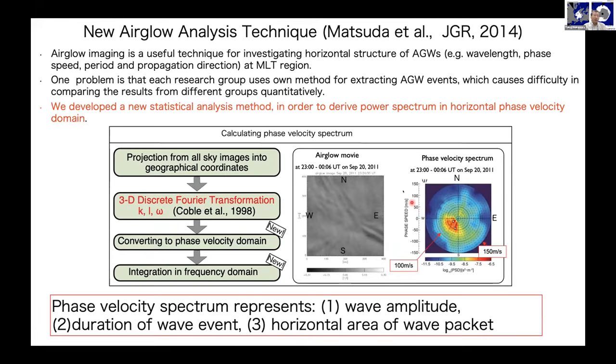Okay. However, one problem is that each research group uses their own method for extracting gravity wave events. So it was difficult to compare the results from different groups quantitatively. Another problem is that the event analysis was highly manpower oriented, and it is very time consuming to extract gravity wave events from a big amount of airglow images.